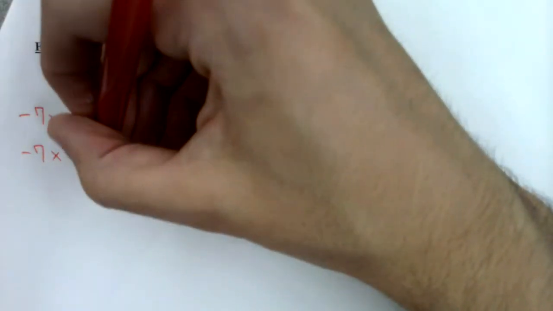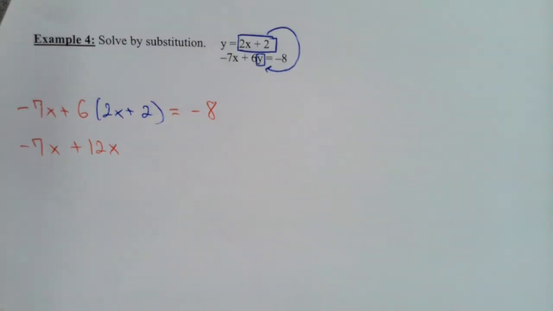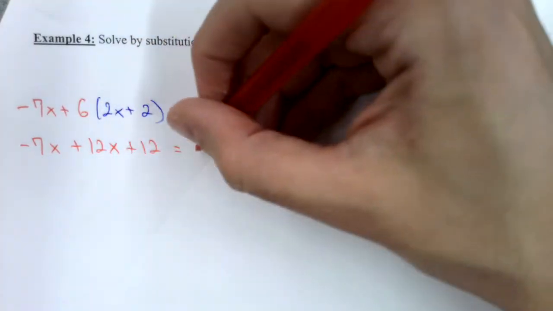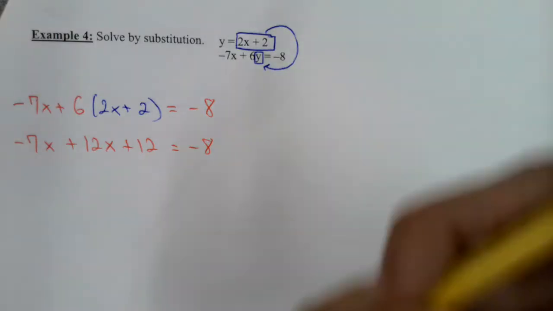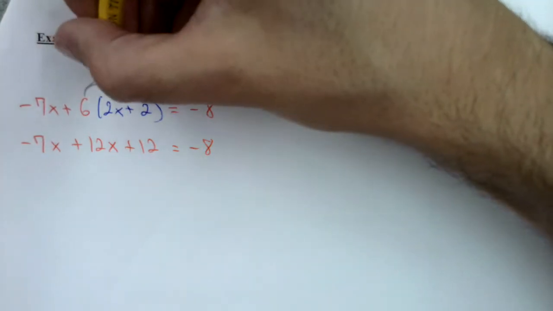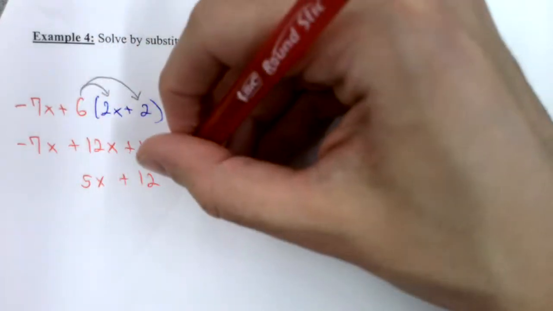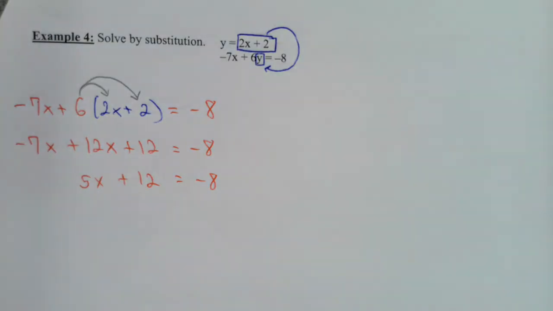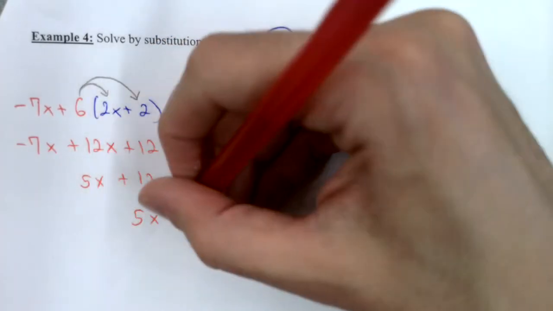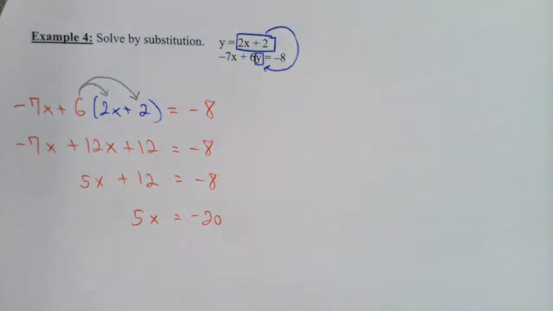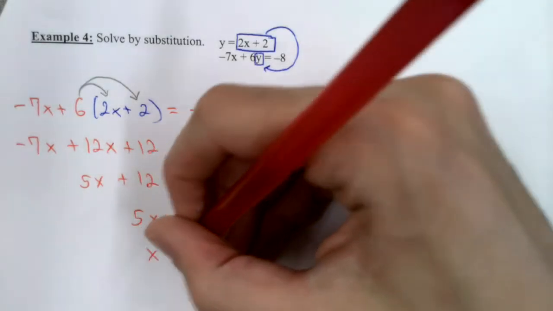So you get -7x plus 12x, because you distribute, plus 12 equals -8. Okay, that was from distributing. I distribute the 6. Combine like terms, 5x plus 12 equals negative 8. Subtract 12 on each side. 5x equals negative 20. Divided by 5, x equals negative 4.